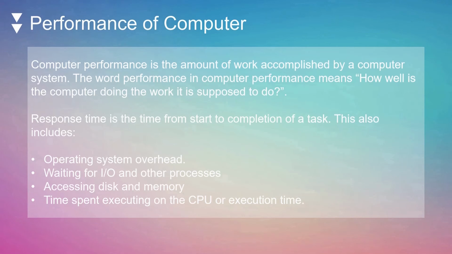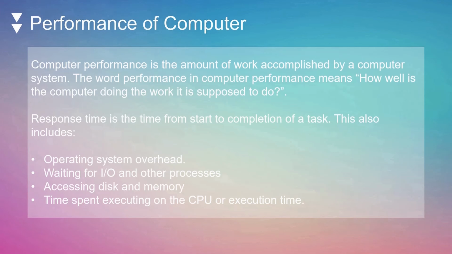Performance is determined by the execution time, as performance is inversely proportional to execution time. So we can say that performance is equal to 1 by execution time, and performance of machine A by performance of machine B is equal to execution time of machine B by execution time of machine A.